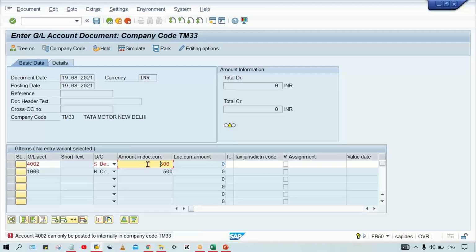Multiple other GLs also will be there where we have to apply the check mark post automatically. Okay, so that is the difference. If you apply post automatically, then this GL cannot be posted manually by FB50 or F-02.